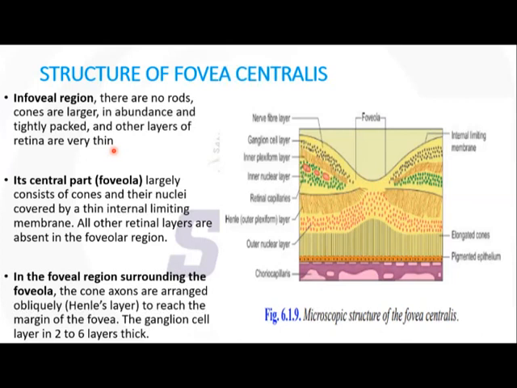In the central part, that is the foveola, it largely consists of cones and their nuclei covered by a thin internal limiting membrane. All other retinal layers are absent. In the foveal region surrounding the foveola, the cone axons are arranged obliquely, known as Henle's layer, to reach the margin of the fovea. The ganglion layer there is 2 to 6 layers thick.